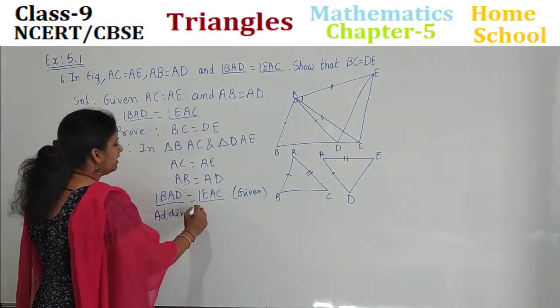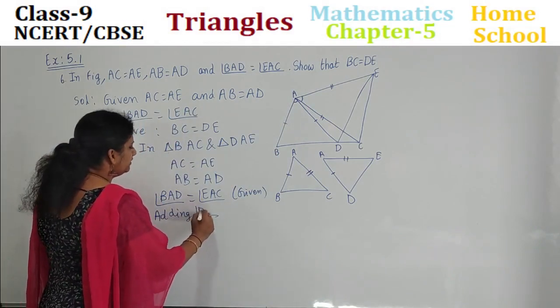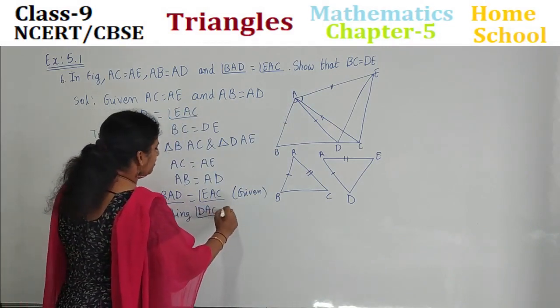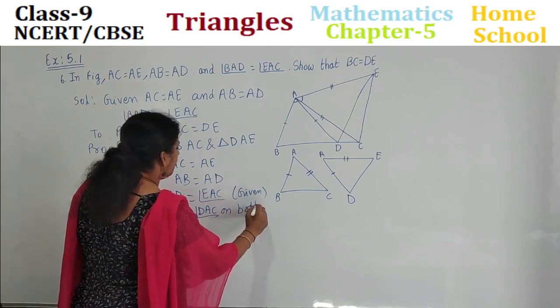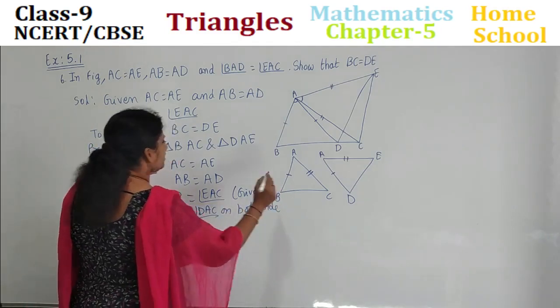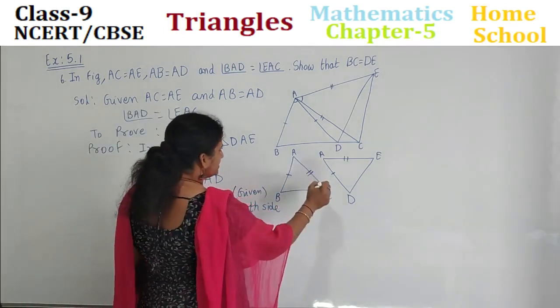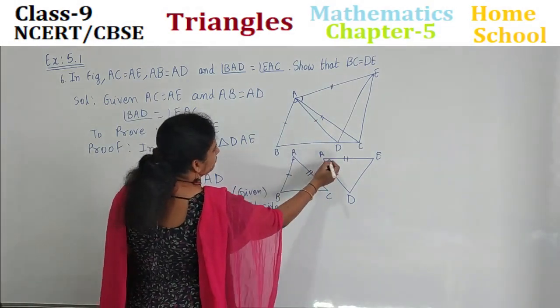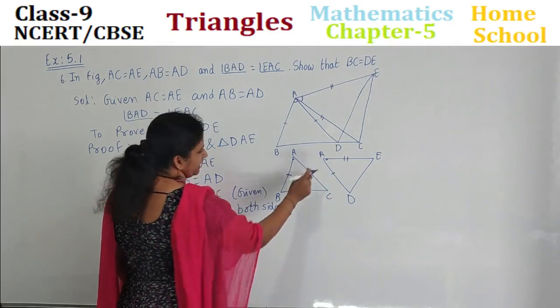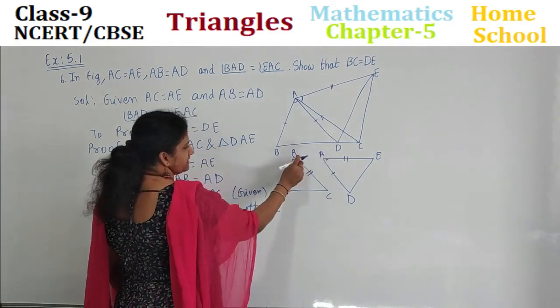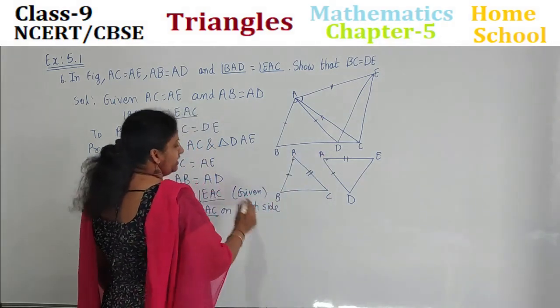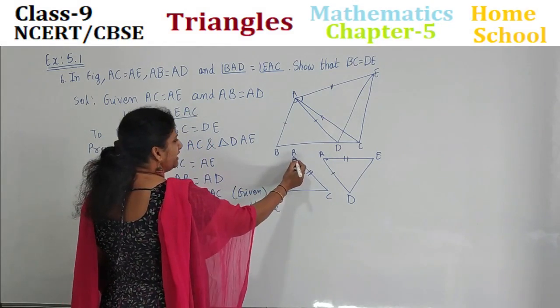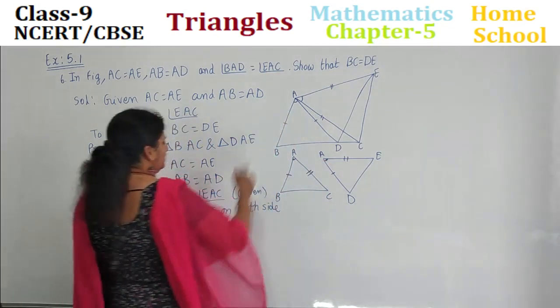Adding angle DAC on both sides. What happens? If that piece is joined, only up to here it was there before, and up to here it was there. So this small part was missing. Here also a small part was missing. Now if I add, the complete angle becomes.